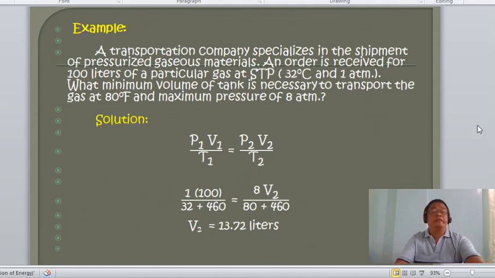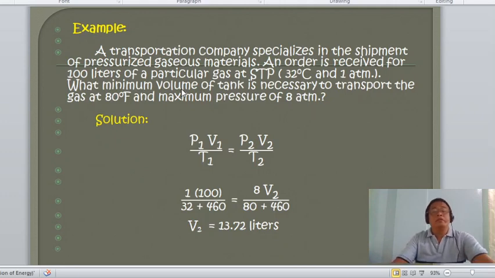Another. Okay, so we have here several examples. A transportation company specializes in the shipment of pressurized gaseous materials. An order is received for 100 liters of a particular gas at standard temperature and pressure, STP. Okay? So, that is 32 degrees Fahrenheit and 1 atmosphere. What minimum volume of tank is necessary to transport the gas at 80 degrees Fahrenheit, maximum pressure of 8 atmospheres? So, take note, this is the problem in designing the tank that will carry the gaseous materials. Okay? So, take note, this is the safest volume required.